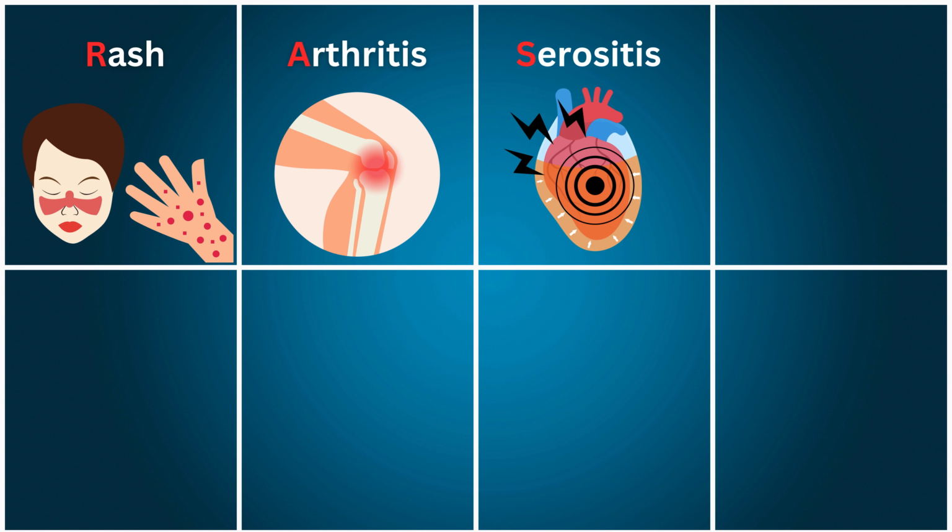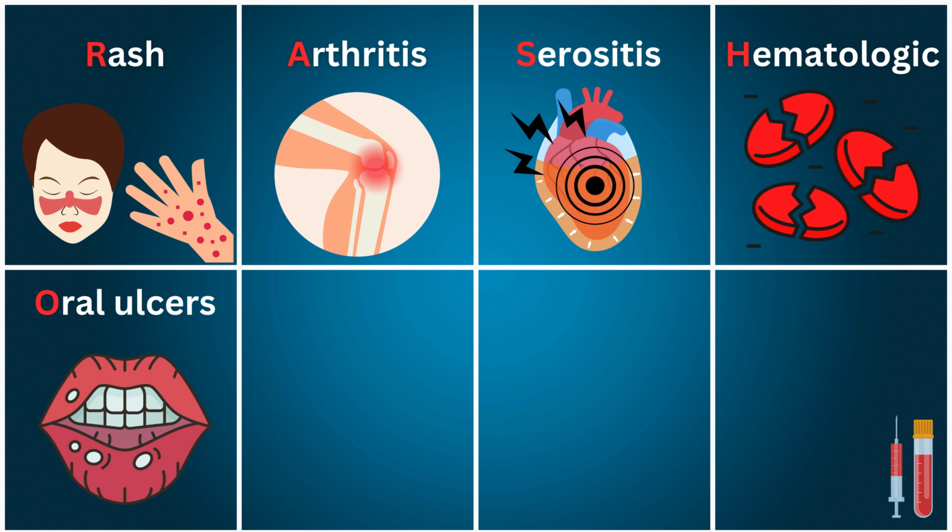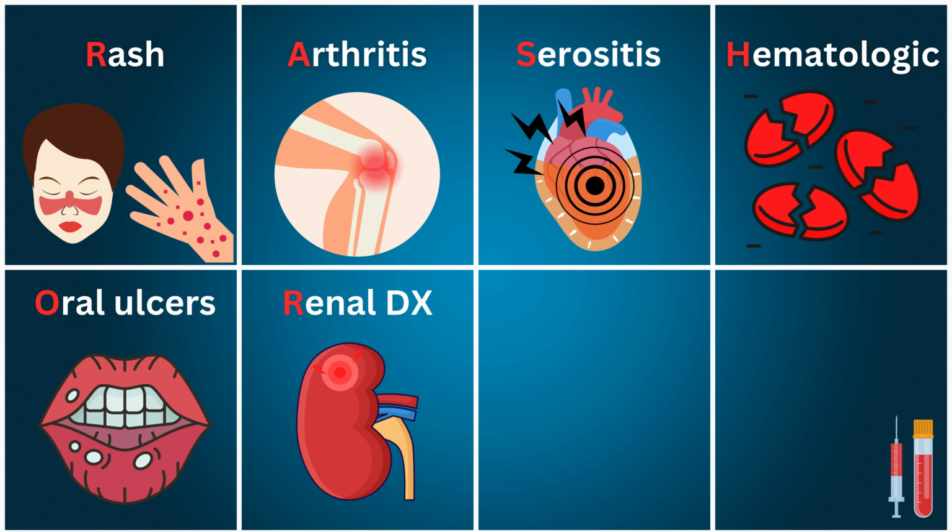S is for serositis, which means inflammation of the serous membranes like pleura and pericardium, leading to pleuritis and pericarditis. H is for hematologic disorders or cytopenia, like anemia or decreased red blood cell count, thrombocytopenia or decreased platelet count, leukopenia or decreased white blood cell count. O stands for oral and nasopharyngeal ulcers, which are usually painless. R stands for renal disease, which we will talk about later in this video.